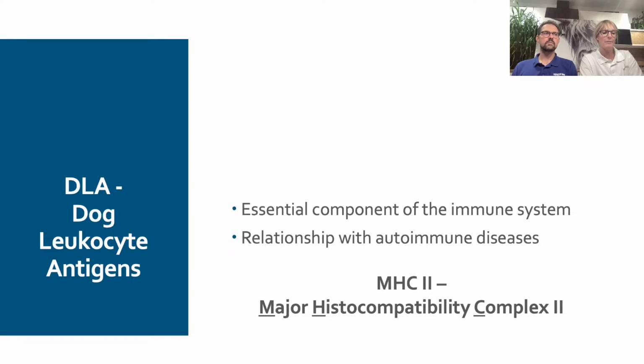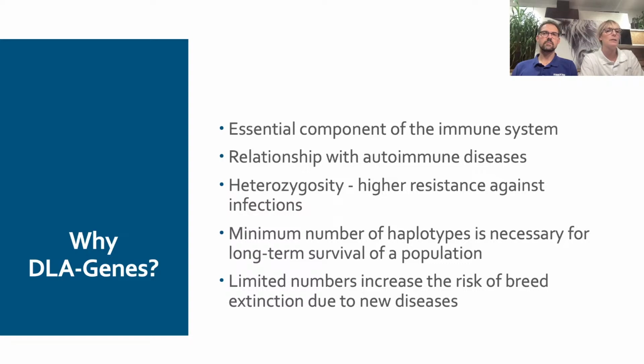So that means if you have a special combination of these genes, there are a lot of different types or variations, variations is a better word, of this gene. And if you have special combinations, this can be correlated with autoimmune diseases. So there are different publications, and there's a lot of scientific work that can tell you which disorders are connected to special autoimmune diseases in special breeds. So why are these DLA genes important? As I already mentioned, they are an essential component of the immune system. They have a relationship to autoimmune diseases.